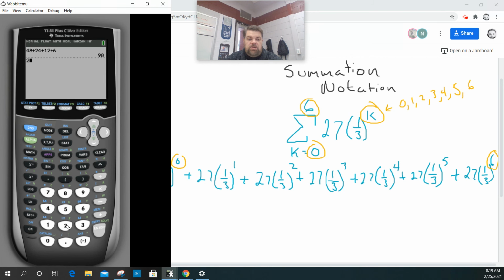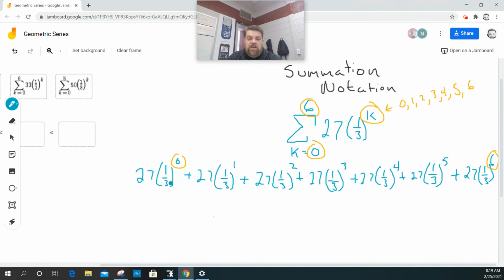I'm going to say 27 times 1 divided by 3 raised to the 0. That'll be 27. The reason it's 27 is because you have to follow order of operations: 1/3 to the 0 is 1, and 1 times 27 is 27. So we got 27 plus 1/3 raised to the 1st power is 1/3, and 1/3 of 27 is 9. But we'll verify on the calculator.